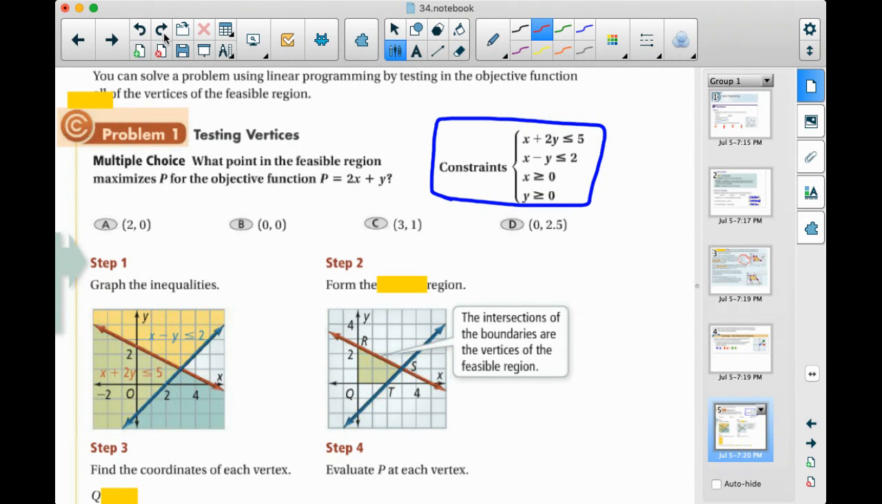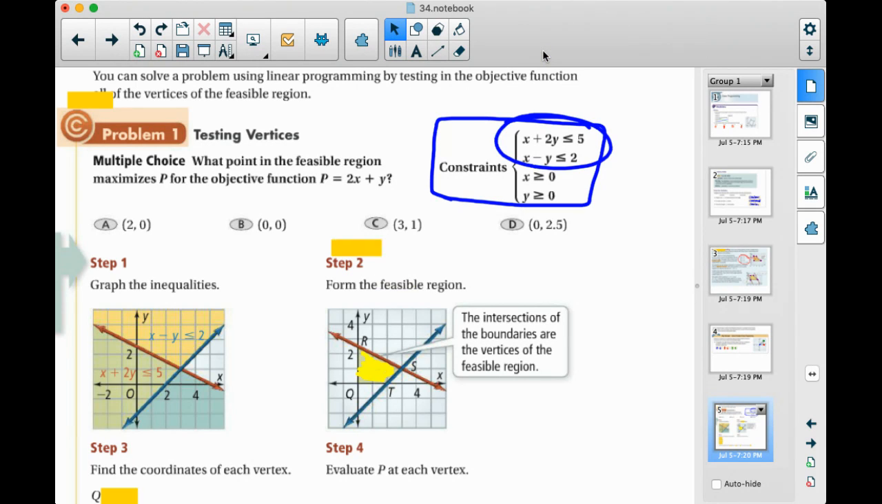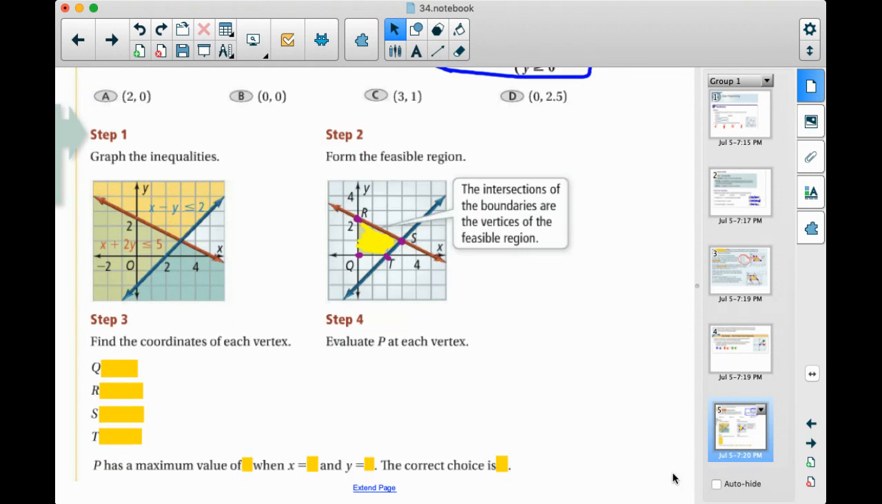Now, if we graph the other two lines, changing them to slope-intercept form, they're graphed for us. If we shade below the red one and above the blue one in the first quadrant, this is our feasible region, right here. The intersection of the boundaries are the vertices of the feasible region.